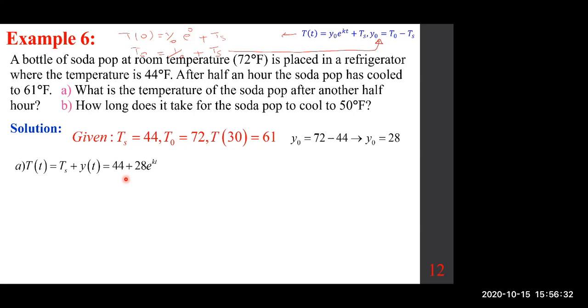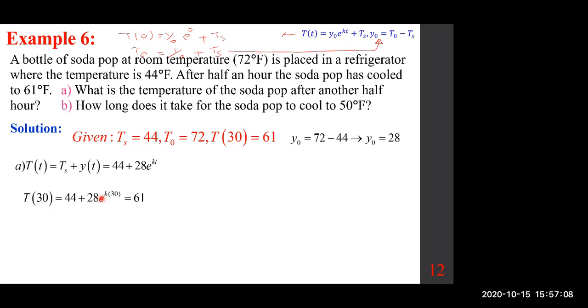So there are three pieces we are looking for, everybody. We are looking for k, we are looking for y sub 0, we are looking for T sub s. So quickly we found y sub 0 and T sub s. So what is missing? k. How do you find it now? This piece of information, T of 30 is 61. Replace the t with 30. And the other side is 61. This is a simple calculation. So take a look. Now it becomes pretty much intermediate algebra.